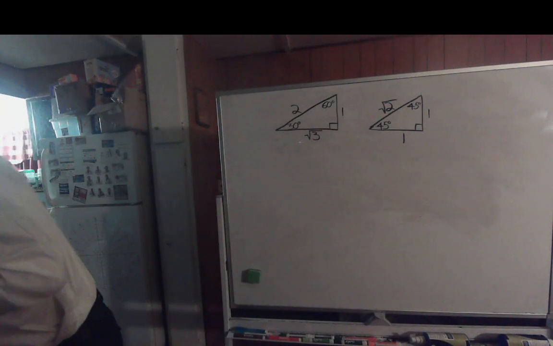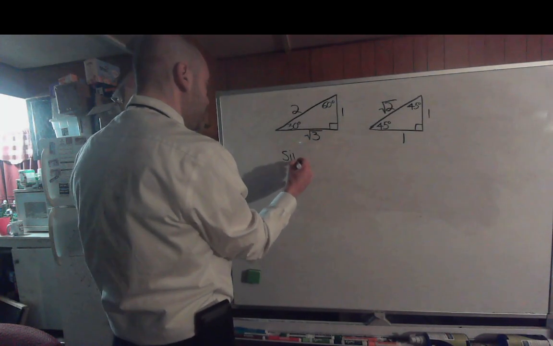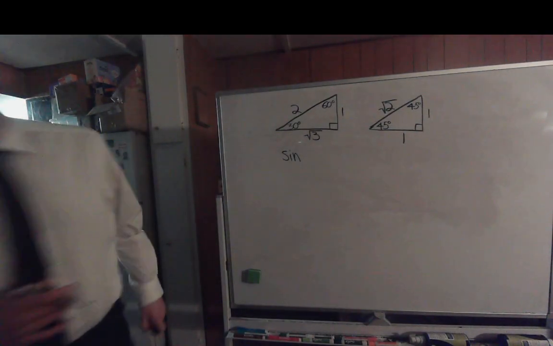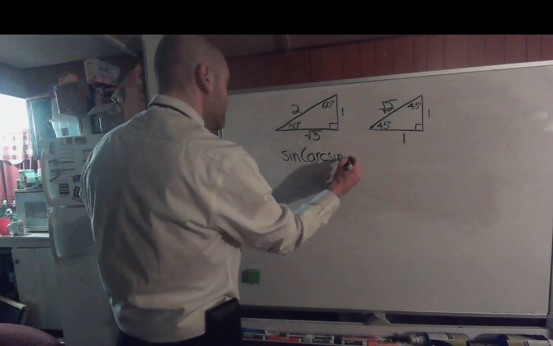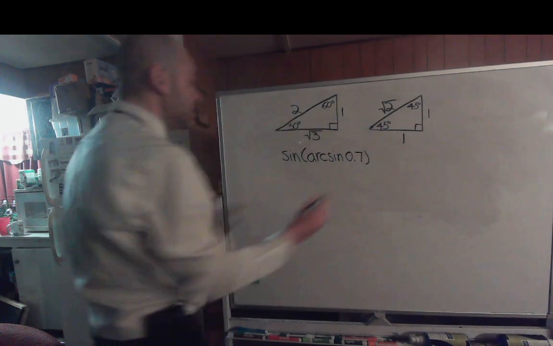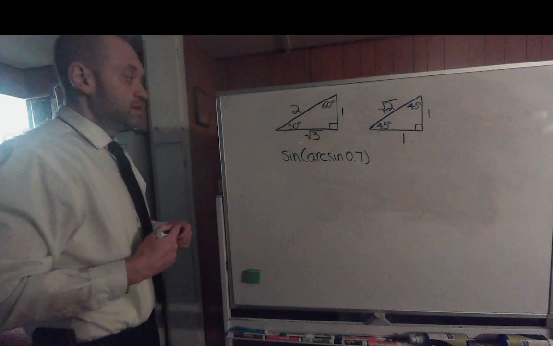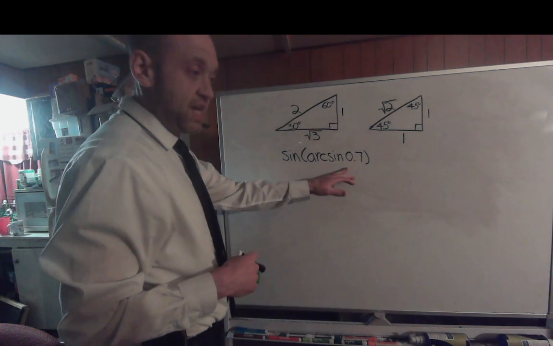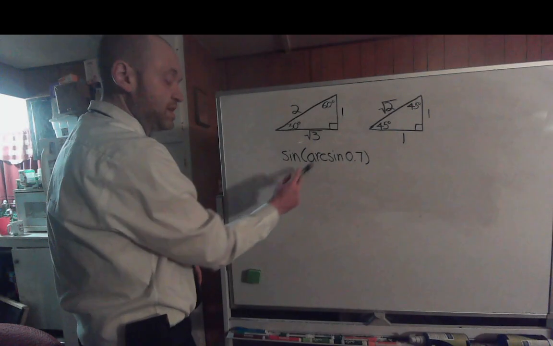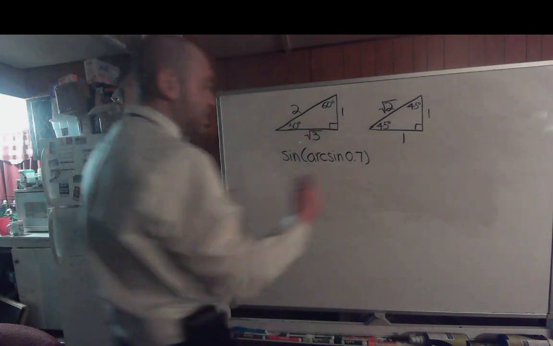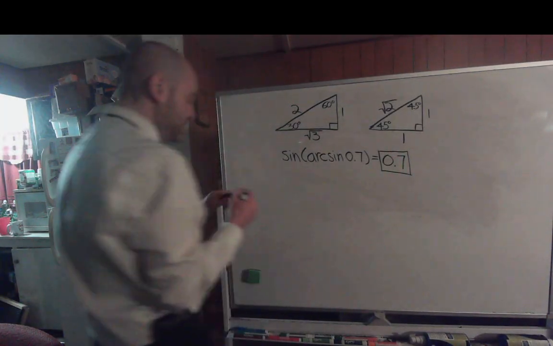Now let's see what we got here. So we're going to have sine of the arc sine of 0.7. Well, the domain of the arc sine is from -1 to +1, so that 0.7 is within the domain of arc sine. If I take the sine of that arc sine, I should literally just get 0.7. That should be my answer.